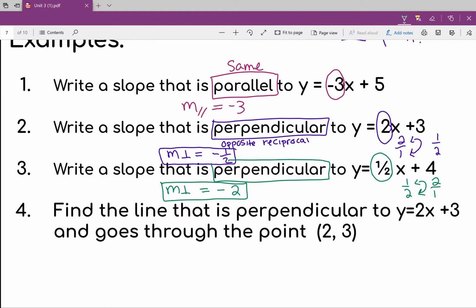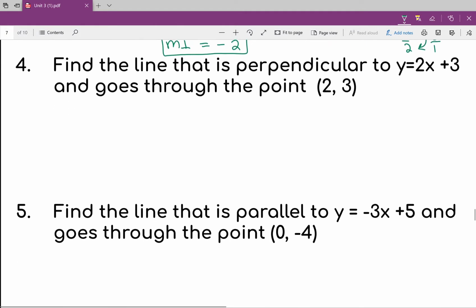Okay, so the first three examples were just us finding the slope. Finding the slope is going to be the only thing that's different about this TEK versus the TEK when we learned about point slope formula. So let's look at example 4. In example 4, we're going to have to do a few more steps. It says find the line that is perpendicular to y equals 2x plus 3 and goes through the point (2, 3).